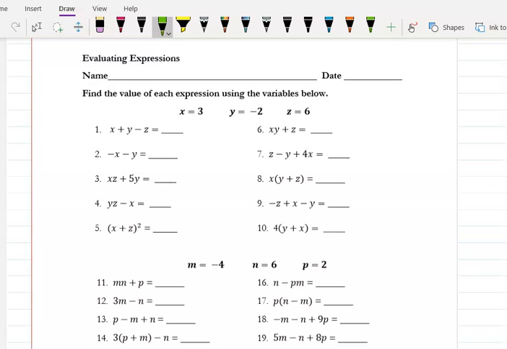Okay, so number one, x plus y minus z. So x would be 3 plus y is negative 2 minus z, which is 6. So this right here, plus negative, really means just 3 minus 2 minus 6. Whenever you have a positive and a negative together, that's a negative. And then the order of operations, we're supposed to add and subtract from left to right. So 3 minus 2 would be 1, minus 6, which would be negative 5.